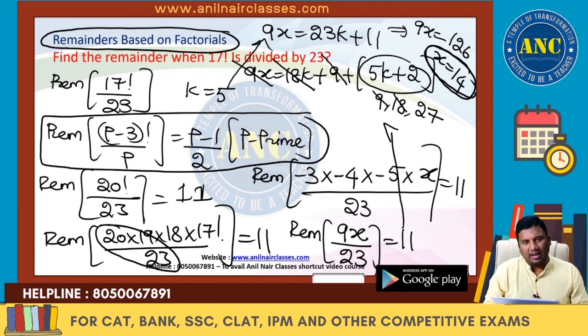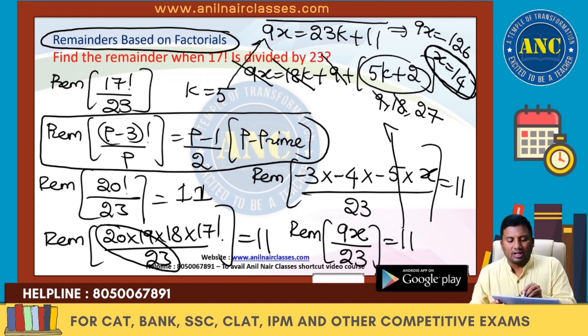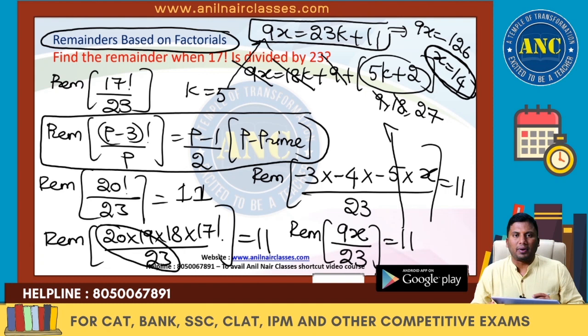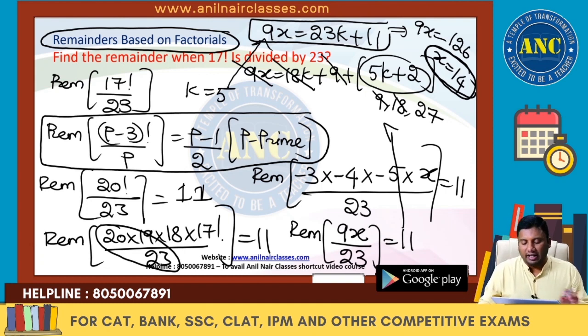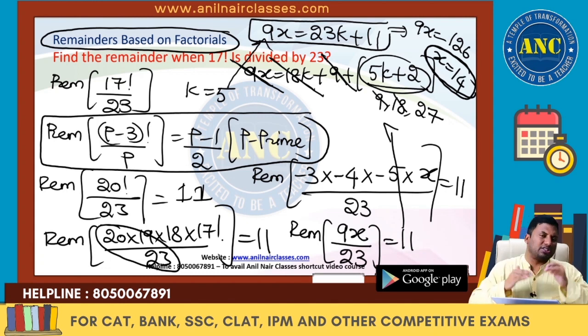9x divided by 23 is 11. 9x is 23k plus 11. 9x is 18k plus 9 plus 5k plus 2. Divisible by 9, so 5k plus 2 should be divisible by 9. The only value which will be of the form 5k plus 2 and divisible by 9 is 27. K will become 5. Substitute it, you get x value 14. Very good, starting from basics to a high level.